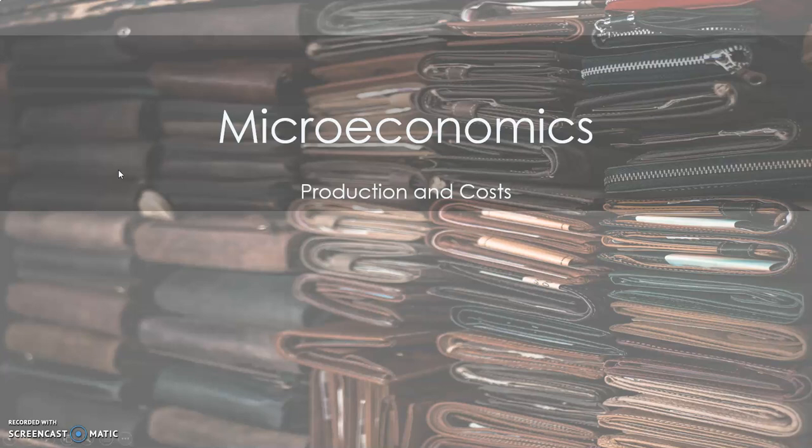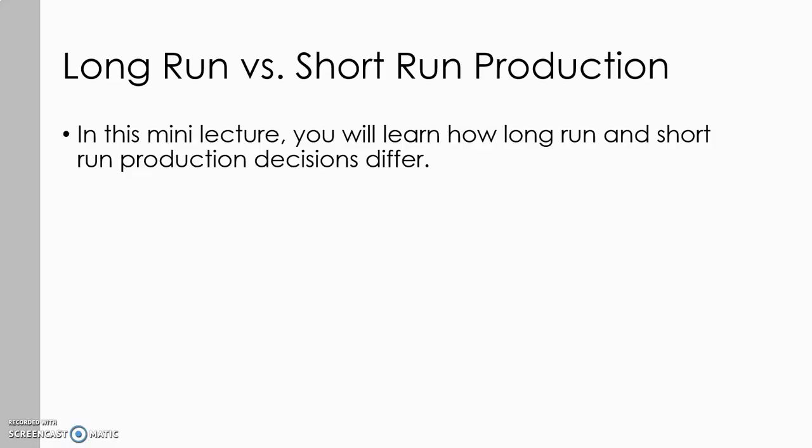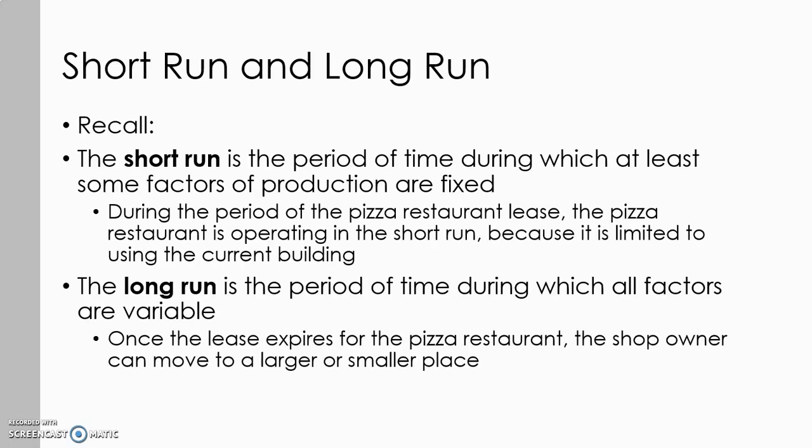This is our fifth mini lecture in the production and costs topic. In this mini lecture, we're going to talk about how long and short run production decisions differ. Remember that in the short run, we have at least one fixed input. This is usually a building, a factory, something like that. It's usually going to be capital that's our fixed input. In the long run, all factors are variable, so we can even have capital vary in the long run.